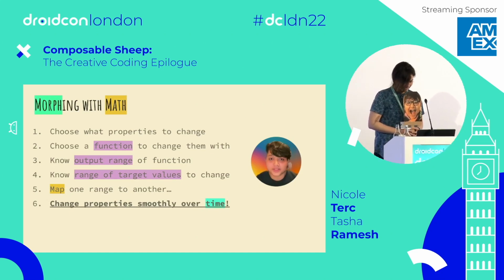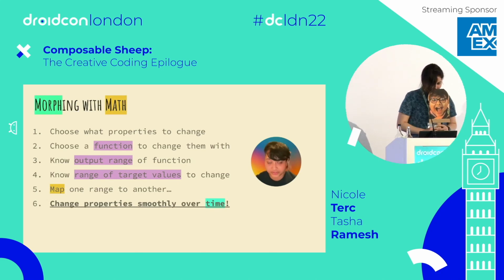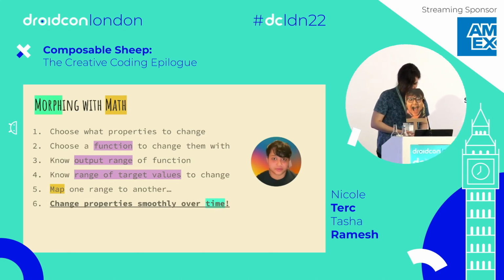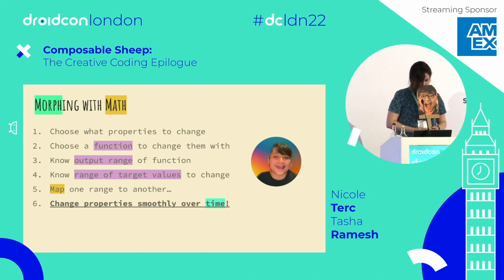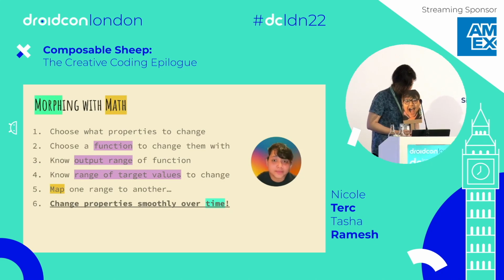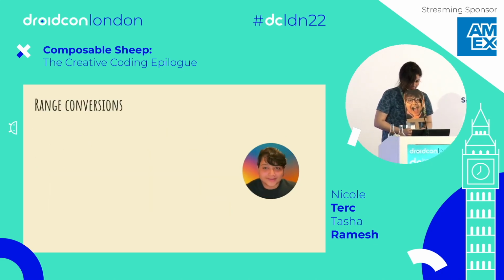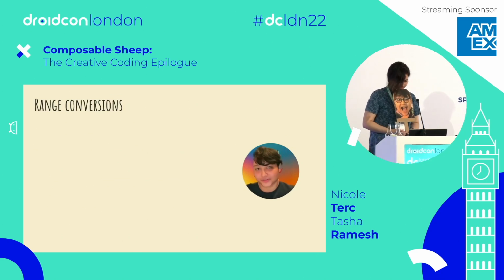Next, we'd want to know the range of values of the property that we're looking to change, and then finally map between those two ranges. This way, as the original function changes over time, we'd see a corresponding change in our desired visual properties. Let's take a look at some essential tools to do these range conversions.